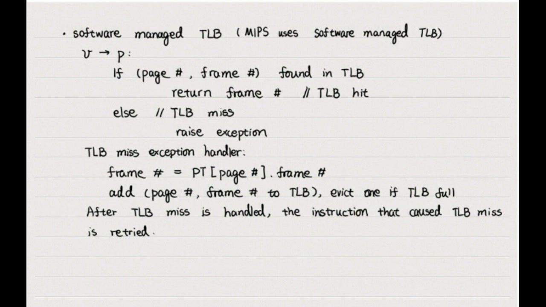After the TLB miss is handled, the instruction that caused the TLB miss is retried. Since most of the recently used page table entries can be found in TLB, and page table lookup is only performed when TLB miss, this greatly reduces the number of memory operations.